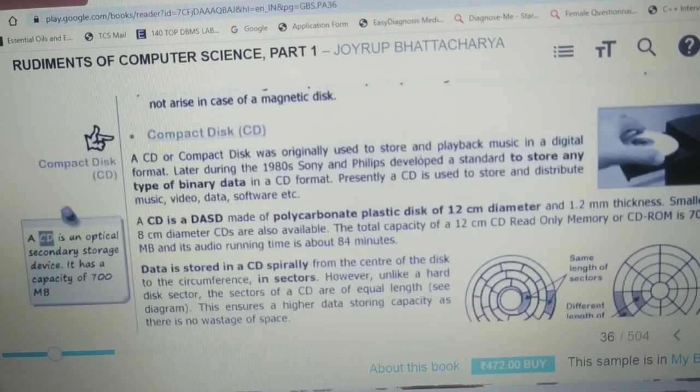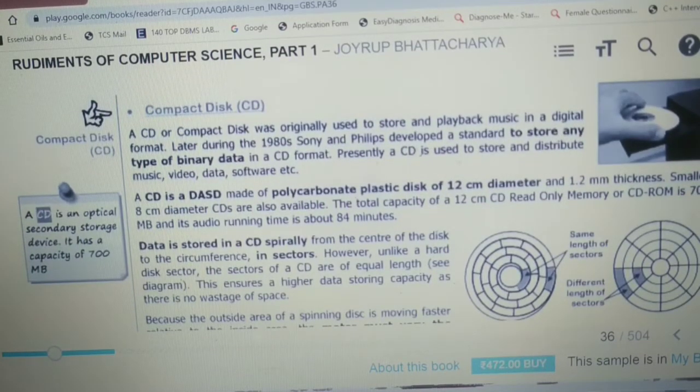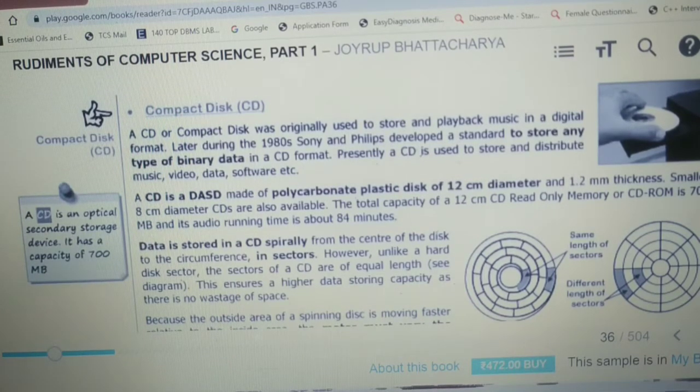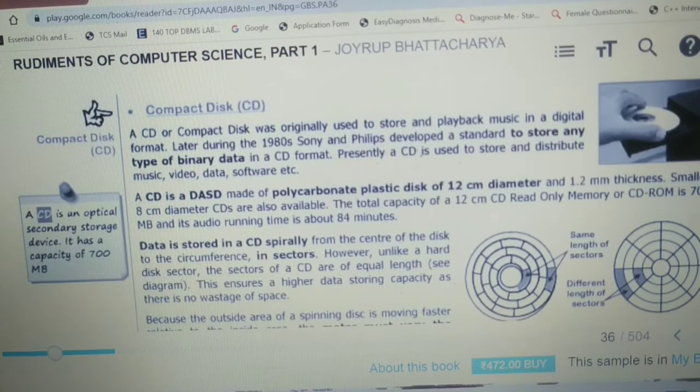Now we are coming to the next topic, that is compact discs. A CD or compact disc is a direct access optical storage medium. It is made up of a polycarbonate plastic disc of 12 cm diameter and 1.2 mm thickness. Smaller 8 cm diameter CDs are also available. The total capacity of a 12 cm CD read-only memory, or CD-ROM, is 700 MB, and its audio running time is 80 minutes.